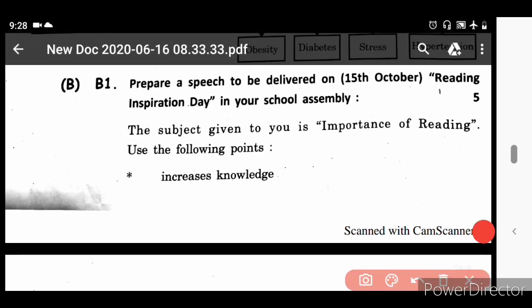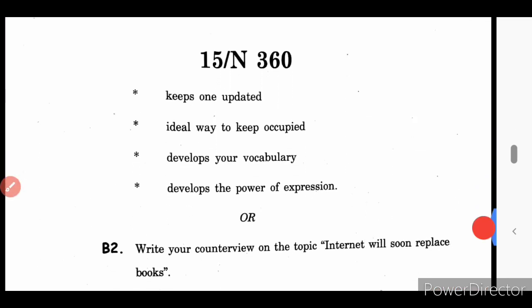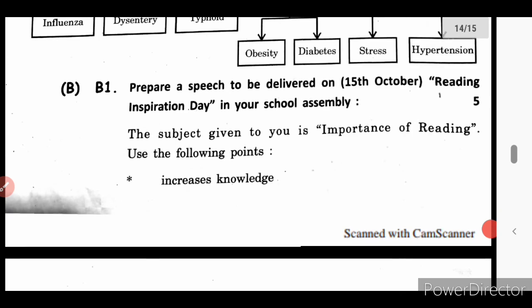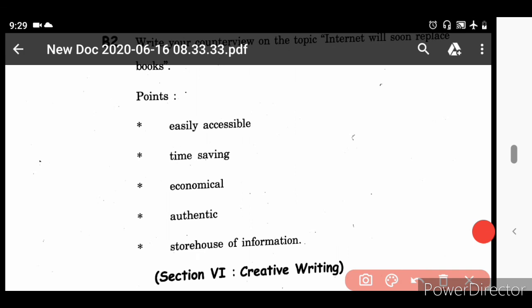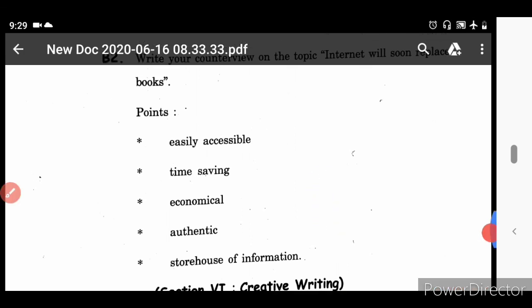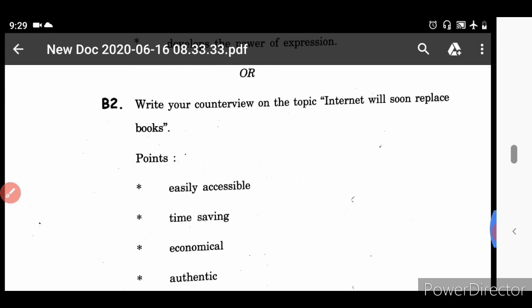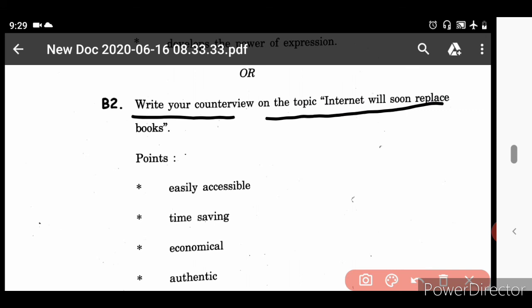The next question is speech writing. Prepare a speech to be delivered on 15th October, Reading Inspiration Day, in our school. And they give us clues or some points. Speech writing is for 5 marks. Then interview questions. Write your counter view on the topic 'Internet will soon replace books'. You have to write your counter view, meaning your opinions, using these points.